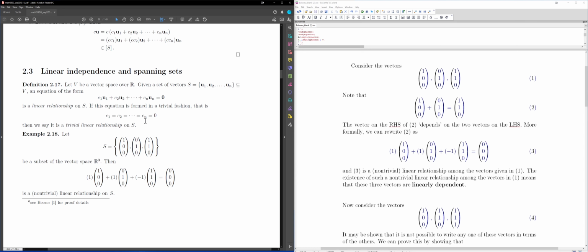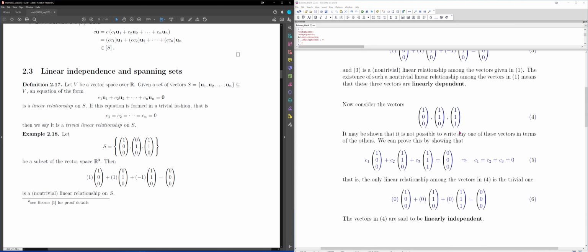Anyway, let me actually show you what a trivial linear relationship is first. With this example here, with these 3 vectors, I can form this linear relationship over here, where c1 is equal to 0, c2 is equal to 0, and c3 is equal to 0. So this is of the form c1u1, c2u2, and c3u3, which is this one over here, equal to a 0 vector.